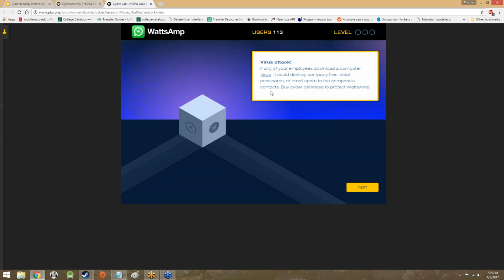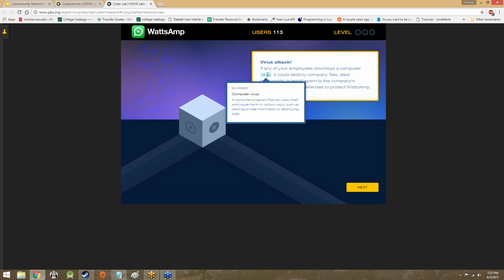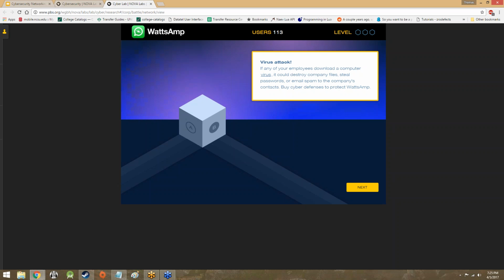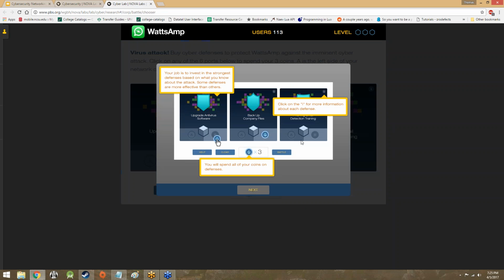So here's the first point of entry. If any of your employees download a computer virus or malware or anything like that, it could destroy company files, steal passwords, or email spam to the company's contacts. So you want to make sure that people don't actually download viruses, and that in case they do, they're protected by the antivirus software and things like that that exist on a computer.